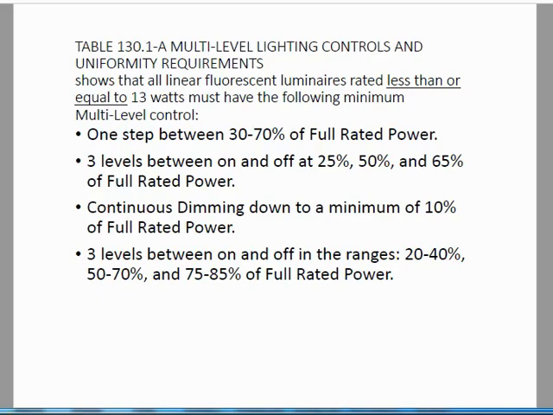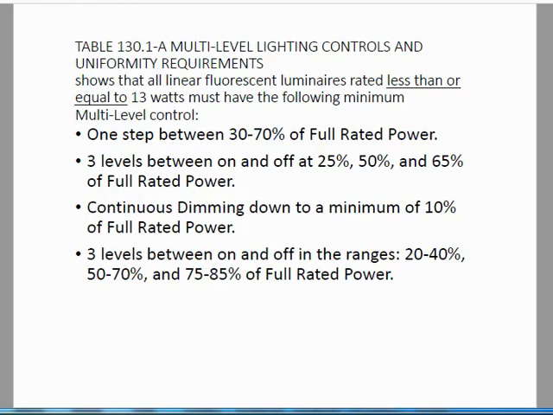which is lighting controls. We have a table that stipulates, based on technology and wattage consumed by a luminaire, what the minimum control level is. In other words, what is the minimum amount of control you would need on this particular type of luminaire, in this case, a fluorescent luminaire tube, 13 watts or less. How do I have to control it?